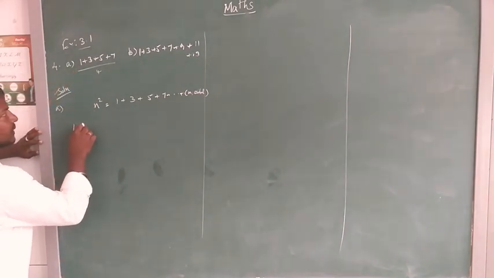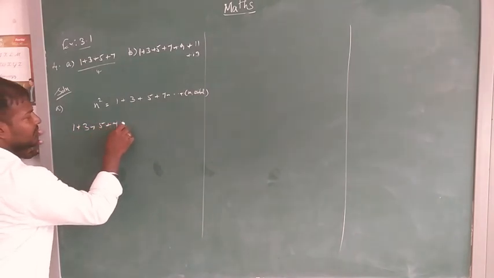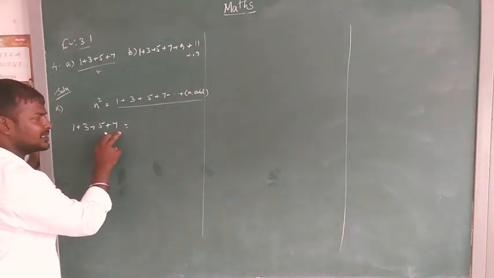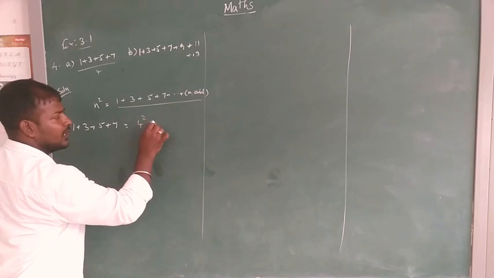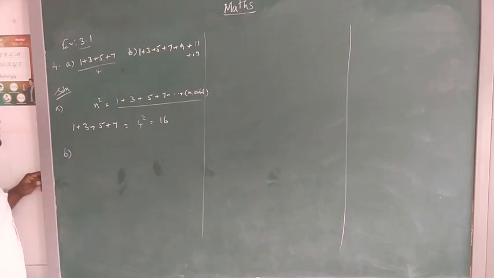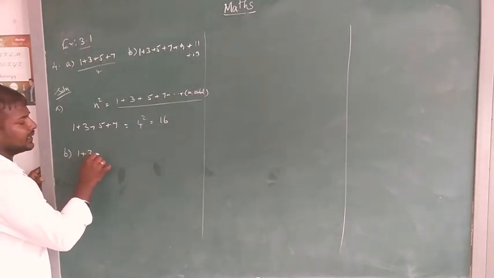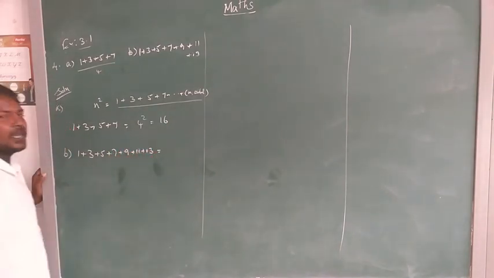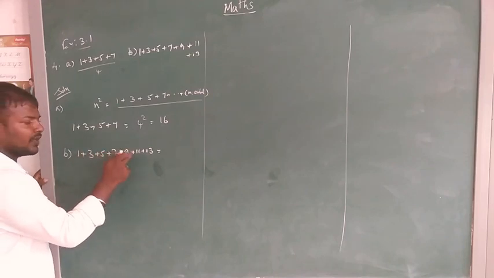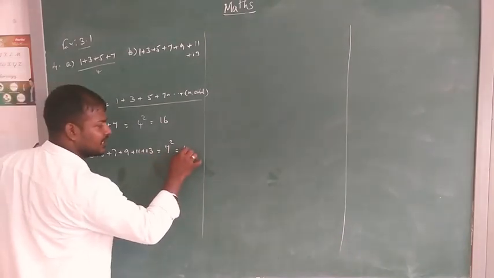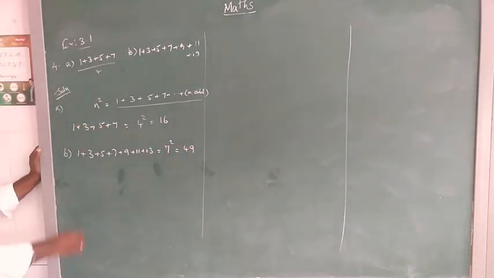So 1 plus 3 plus 5 plus 7 is equal to n square, where n is how many numbers there are. Here 4 numbers are there, so 4 square, which is 16. Same as problem B: 1 plus 3 plus 5 plus 7 plus 9 plus 11 plus 13. How many numbers? 1, 2, 3, 4, 5, 6, 7. So 7 square, which is 49. Next we will move to the fifth problem.